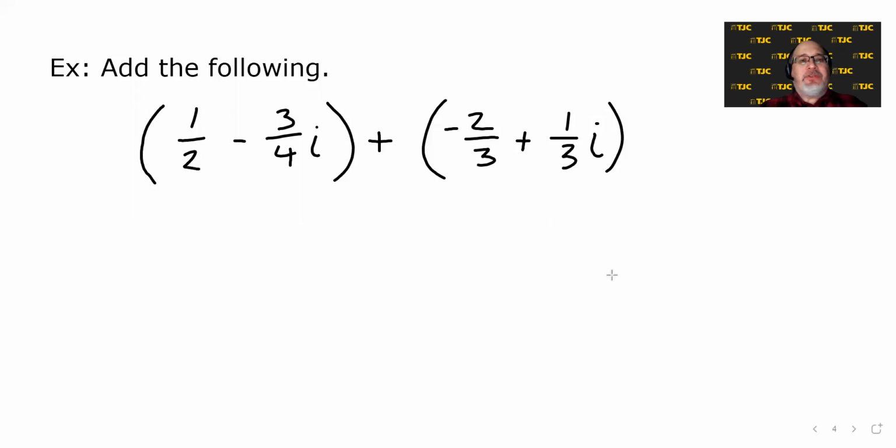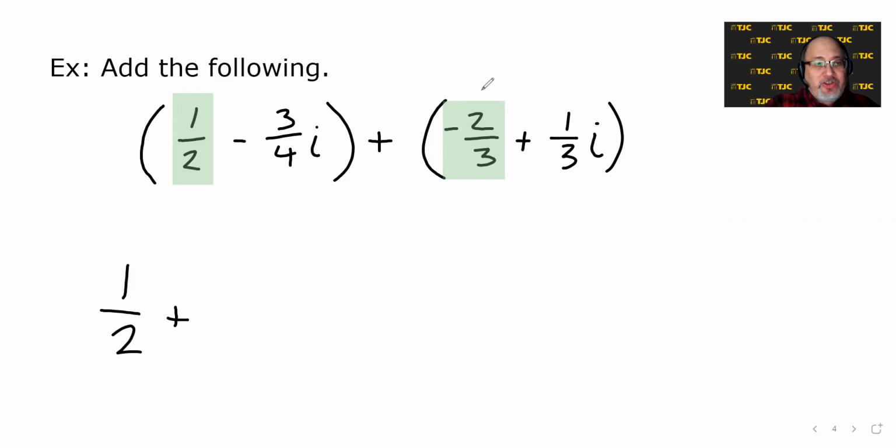I hope you took the opportunity to try this problem, because just watching me do it is nowhere near as beneficial as trying it on your own first and either succeeding or making a mistake and learning from it. So let's give it a try. Let's start by combining the real parts. In this case, the real parts are 1/2 and negative 2/3. Now, if you need to take this to the side and work it out, there's no shame in that at all. So let's take it down here.